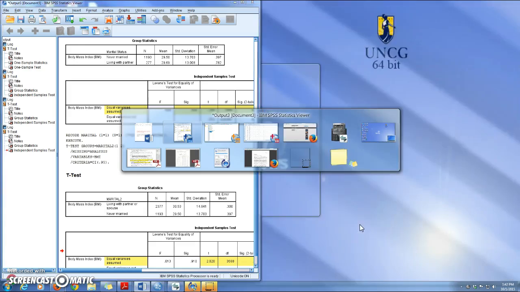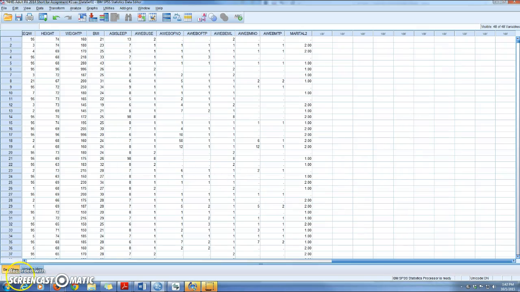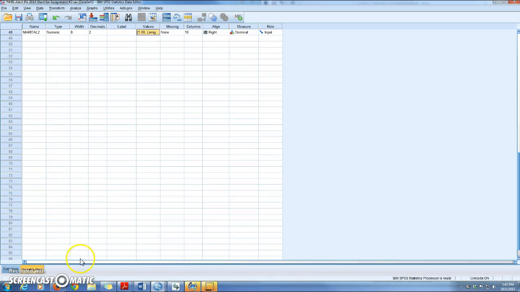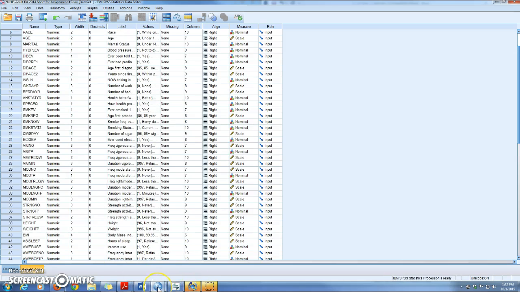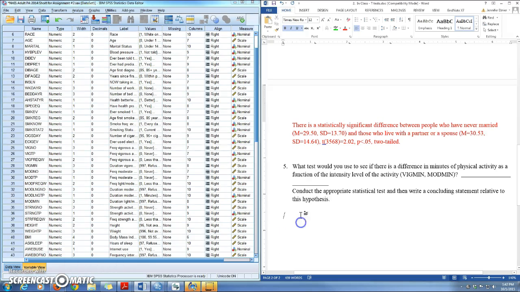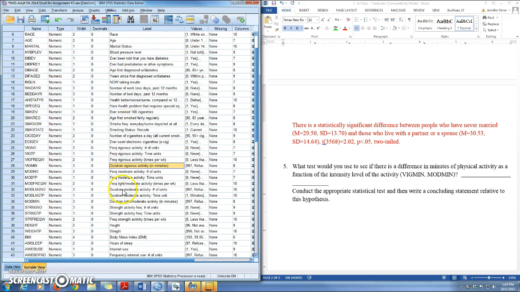So when we go back to our SPSS window, let's just look at it this way and look for those variable names. So we are looking for VigMin, which is right here, and ModMin, which is right here. So these are, if you look over here, the duration of vigorous activity in minutes for a given person, and the same thing, the duration of light to moderate activity in minutes for a given person.